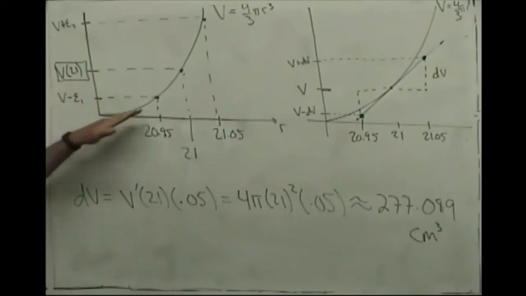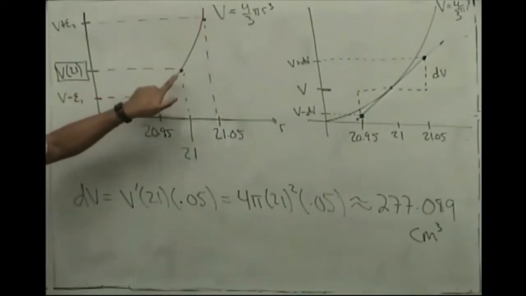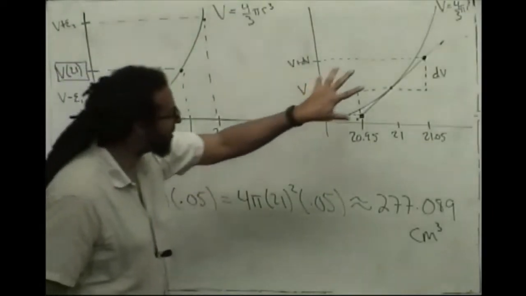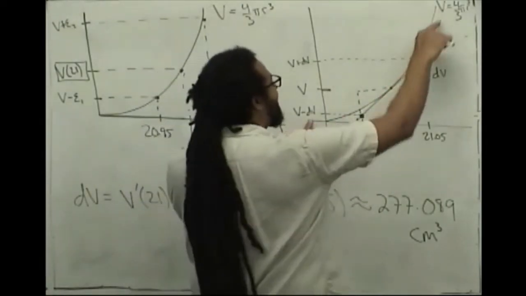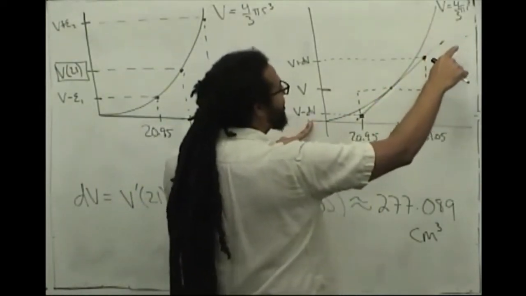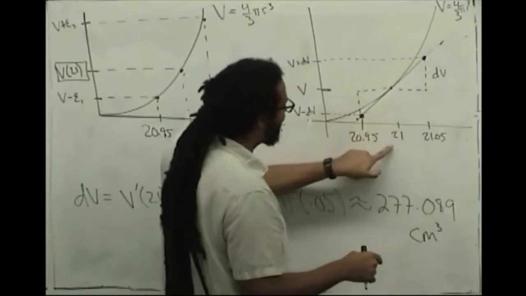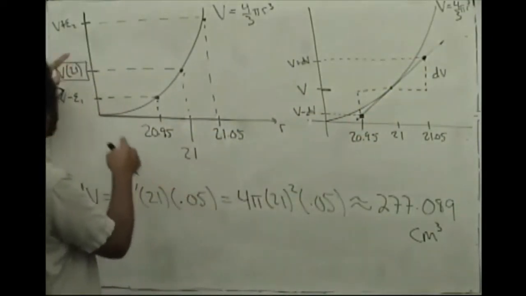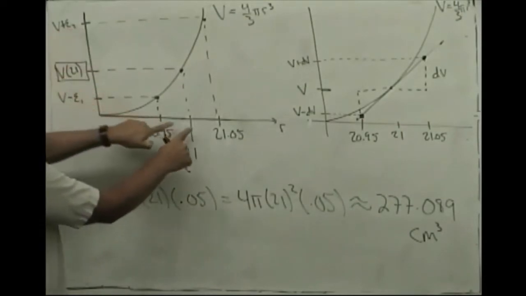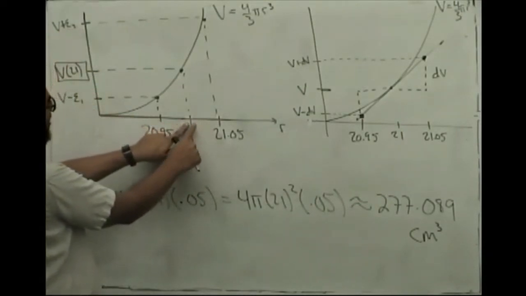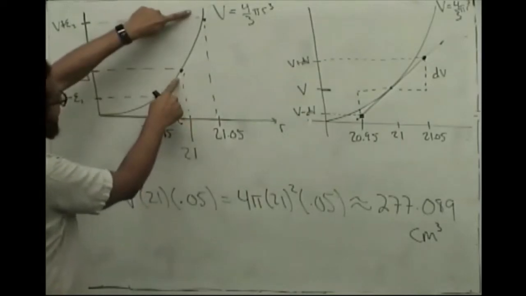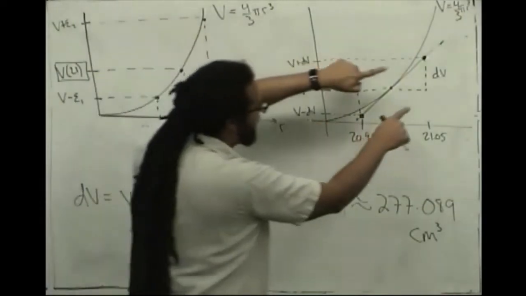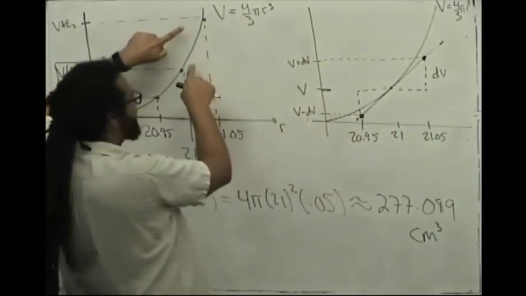So instead of using the function, we're going to use the tangent line at the point 21 in order to do that. So here's that picture. Here's the same curve, 4/3 pi r cubed, and now draw the tangent line at 21. So instead of looking at delta V in moving from here to here, a change in r will cause a change in the volume. Let's approximate that change in the volume using dV instead of delta V.